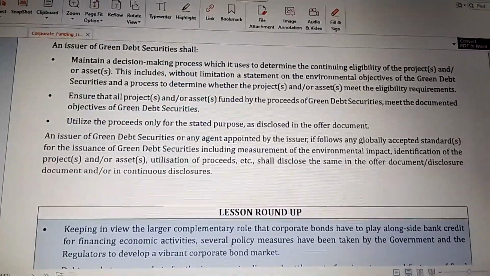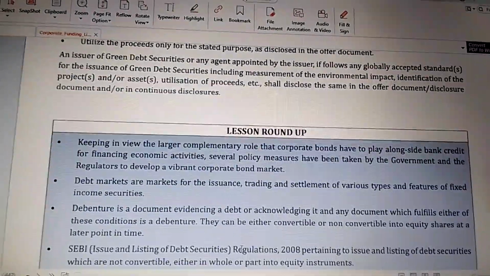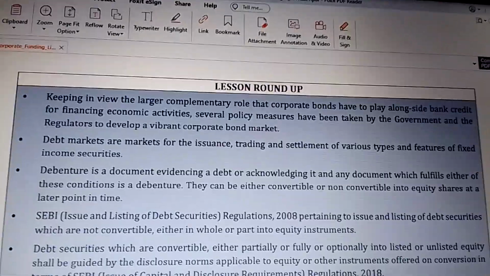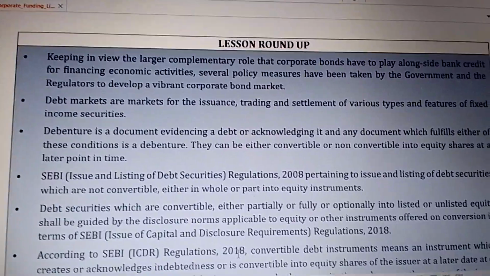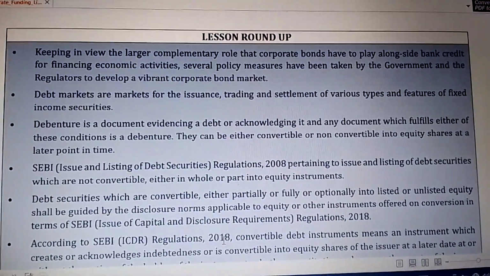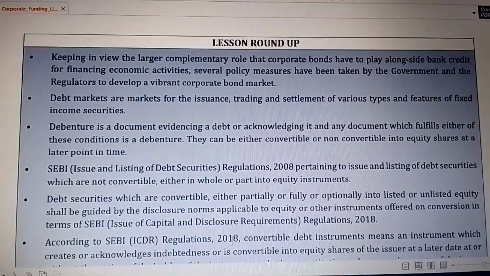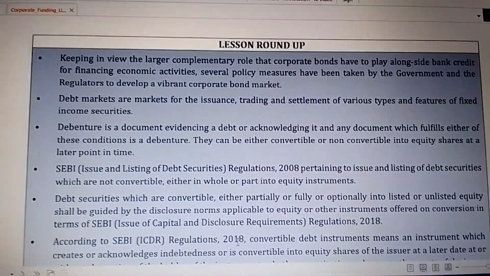Now, lesson order. Keeping in view the larger complementary role that corporate bonds have to play alongside bank credit for financing economic activity, several policy measures have been taken by the government and the regulators to develop a vibrant corporate bond market. Debt markets are markets for the issuance, trading and settlement of various types and features of fixed income securities.